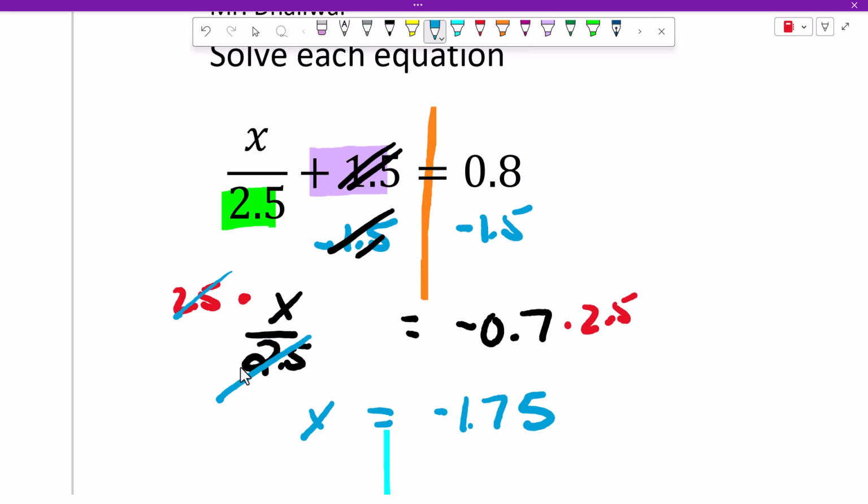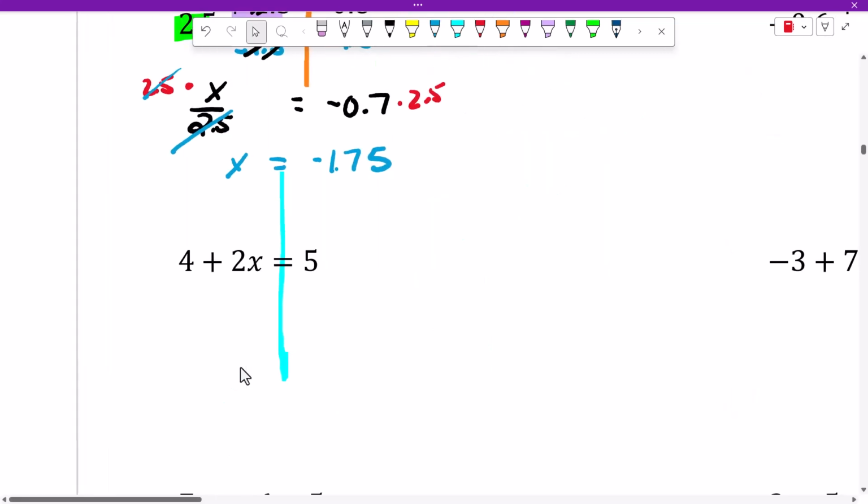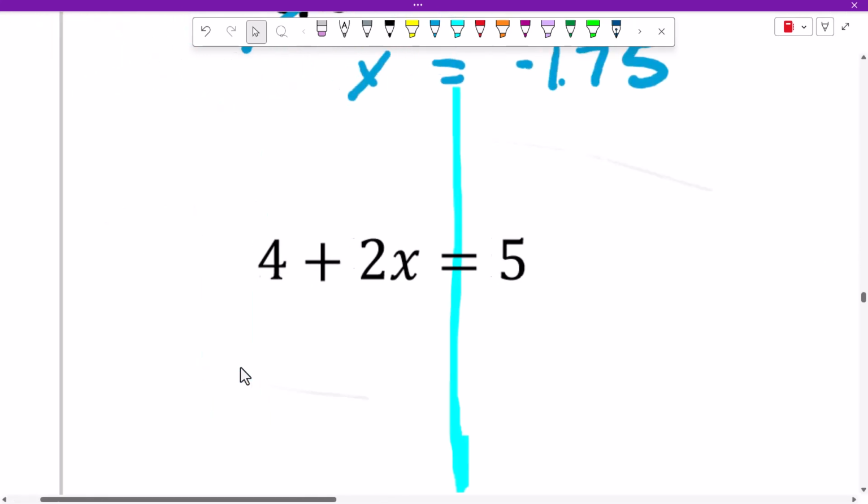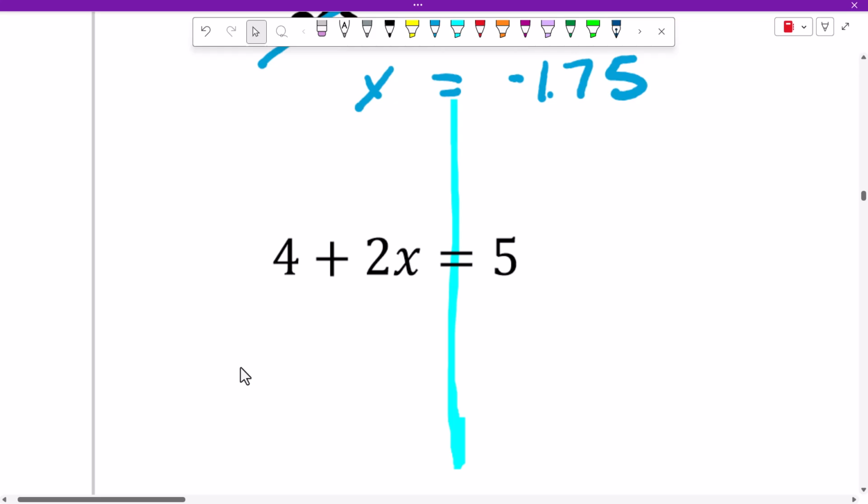If the question has whole numbers in it, like this one below, we are going to leave our answers as fractions. You're not going to turn it into decimals. Okay? All right, let's do this one here.